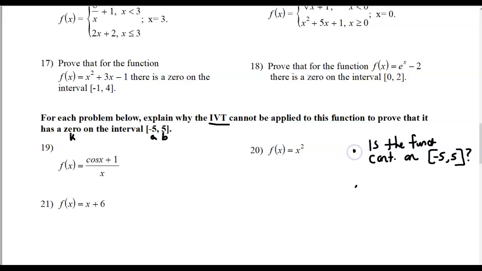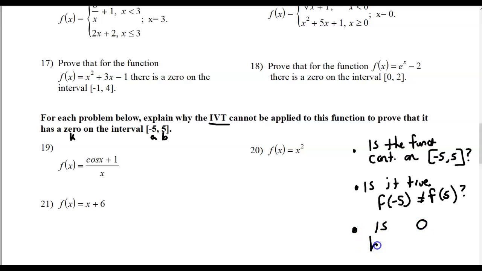The next thing is we want to make sure, is it true that f of -5 doesn't equal f of 5? Because we need that to be true. They can't be the same thing. The y value for -5 and the y value for x equals +5 cannot come out to be the same. So we need to make sure that that's true as well. And the final thing we need to check is, is the k value, which is 0, between, matter of fact, instead of writing all this out, I'll just write it a little bit differently.